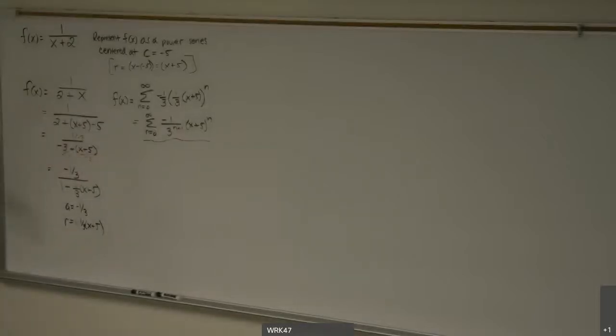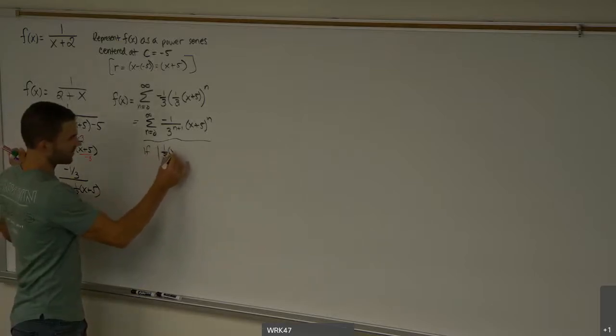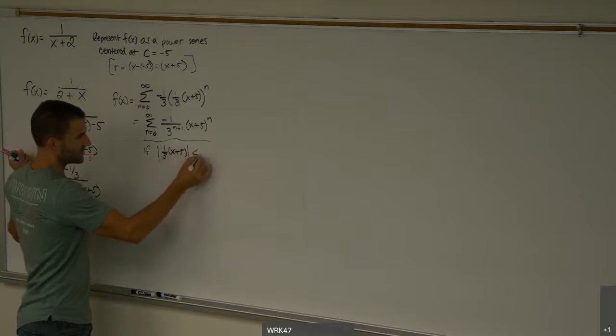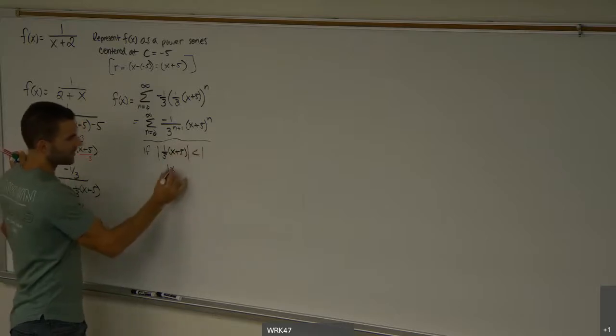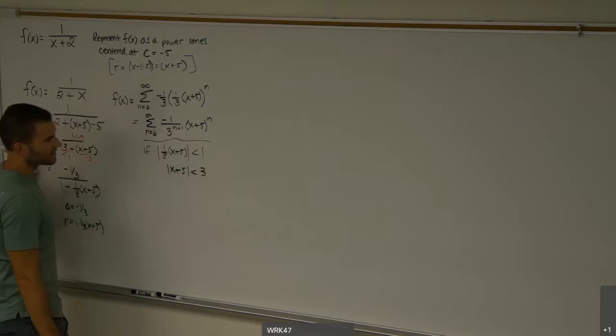And so we have a representation of our function, 2 plus x, as an infinite polynomial centered at negative 5. How long is this approximation good for? Well, this would be good if the value of r, which is 1/3 (x plus 5), is less than 1. Multiplying both sides by 3 tells me I can move 3 units away from -5.